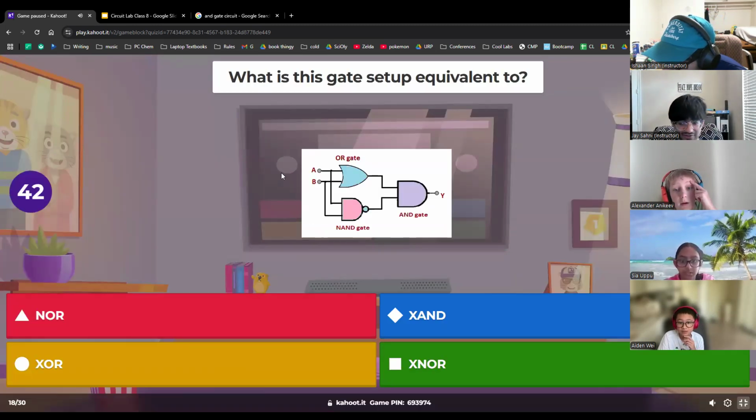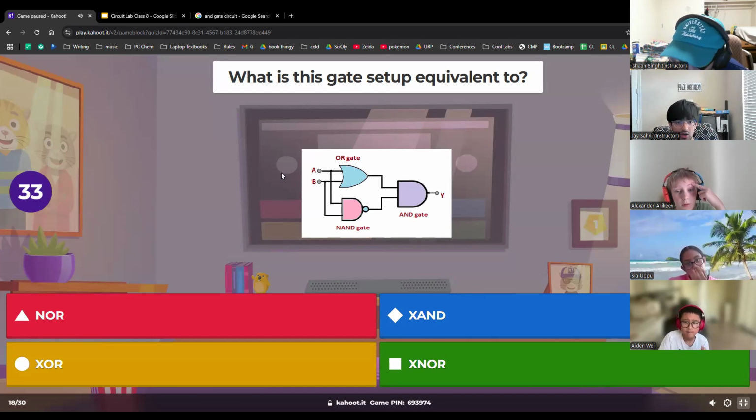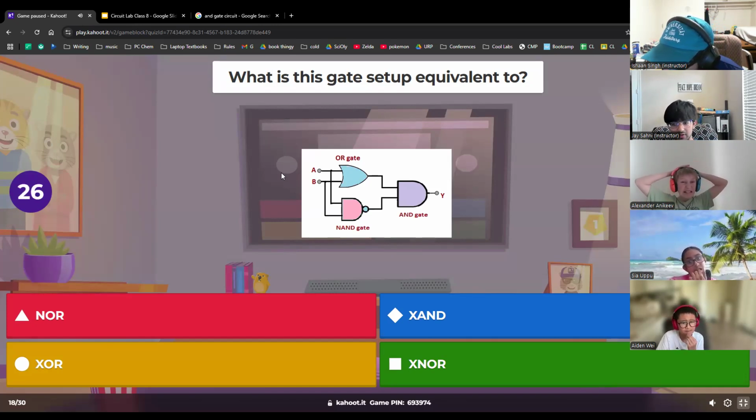Y'all got this one, I believe. This is the hardest question out of, I think, the entire quiz. Maybe we can stop after this question. I think this will be our last one. We don't have that much time.